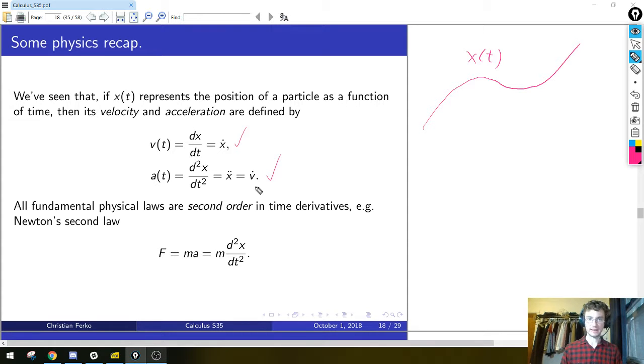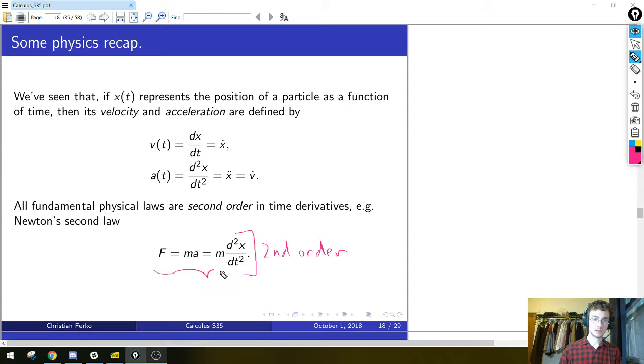And then I argued we should stop at accelerations because empirically all of the physical laws of nature, or at least all the ones I'm aware of, are second order in time derivatives. So you have F equals ma, for instance, where a is d squared x/dt squared, so this only has two time derivatives, second order. That was the last thing we said, and now we should try to use this.